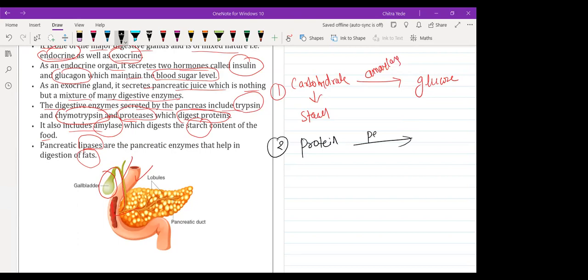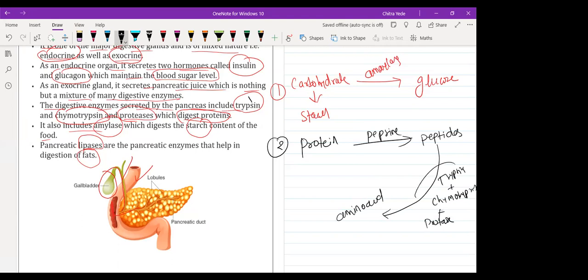Protein is digested first by pepsin into peptides. Then peptides are digested into amino acids by these three: trypsin, chymotrypsin, and protease. So these three completely digest the protein.